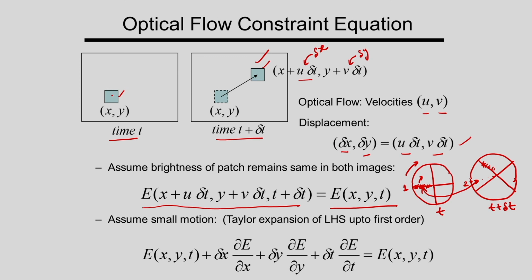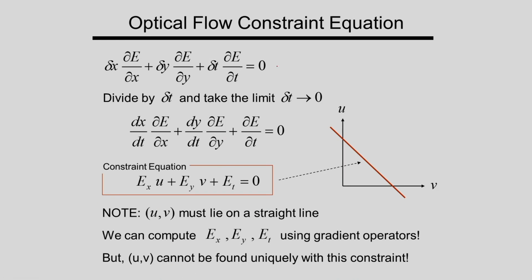Now you can see, assuming the brightness of the point remains the same in both the images, I will be getting this equation. And this I can expand by considering the Taylor series expansion. Higher order terms I am neglecting, so I will be getting this one, and this term will be cancelled out. So I will be getting this equation: delta x into delta E divided by delta x plus delta y into delta E divided by delta y plus delta t into delta E divided by delta t is equal to 0. Divide by delta t and take the limit as delta t tends to 0.